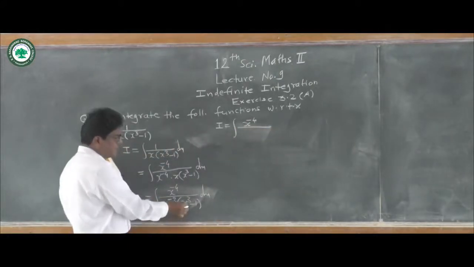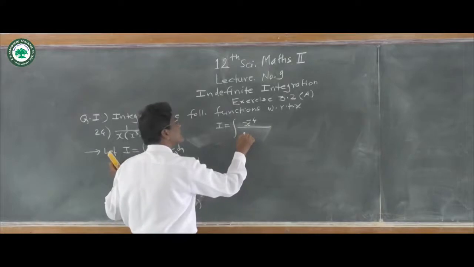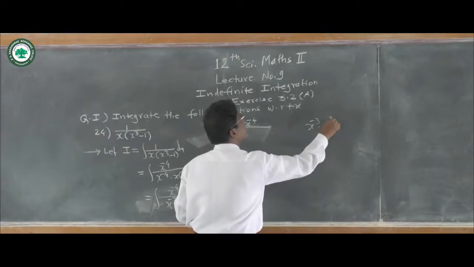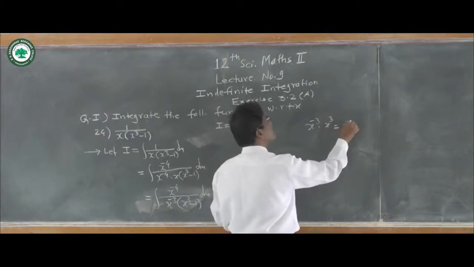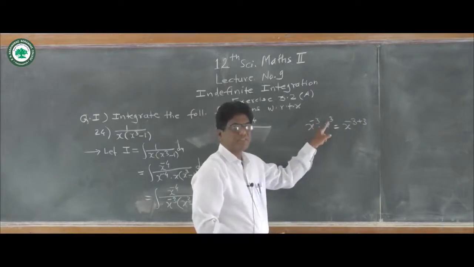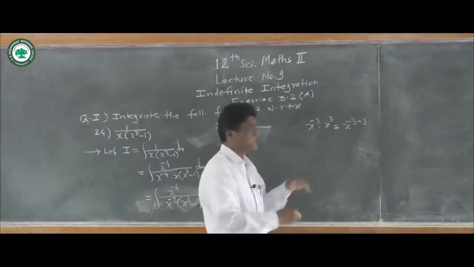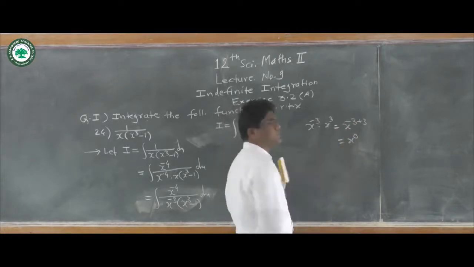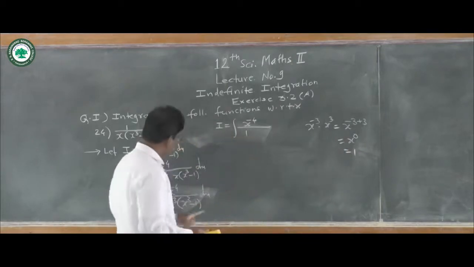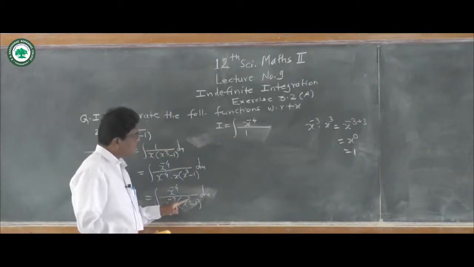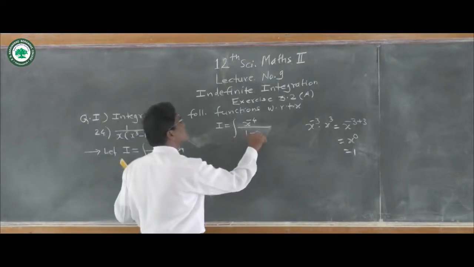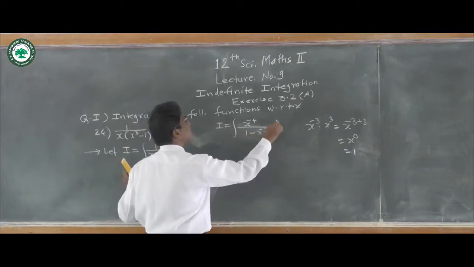x to the power minus 3 into x to the power 3, that is 1, because x to the power minus 3 into x to the power 3, it is equal to x to the power minus 3 plus 3. We add the powers. It is x to the power minus 3 plus 3, and so it is equal to x to the power 0, and x to the power 0 is 1. So we write here 1. Get it? So x to the power minus 3 into x to the power 3, it is 1, and now x to the power minus 3 into 1, that is equal to x to the power minus 3 dx.